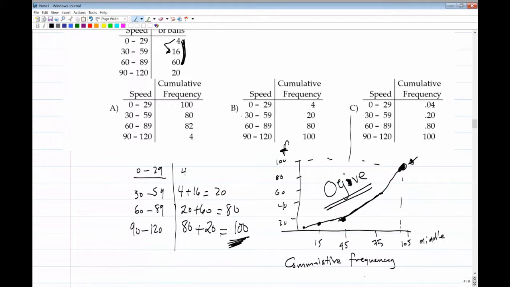Ogive, which is a French word, but a French word for the cumulative frequency.